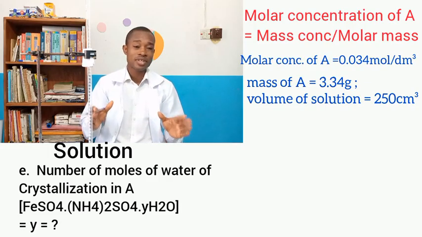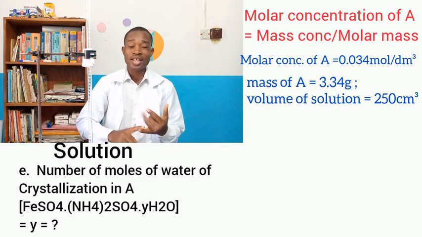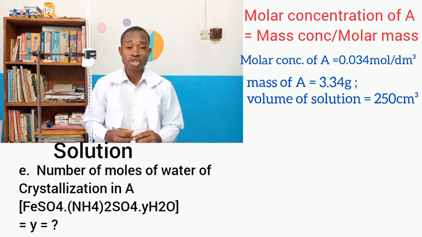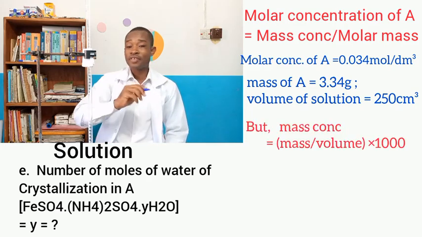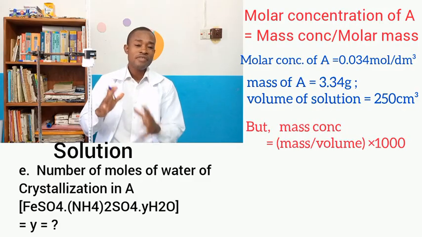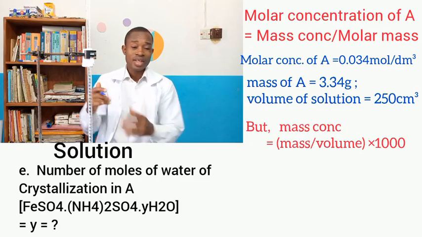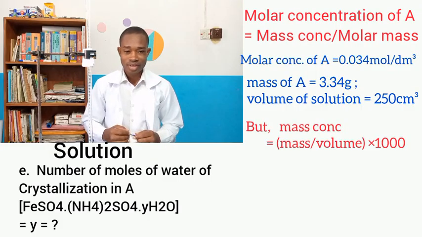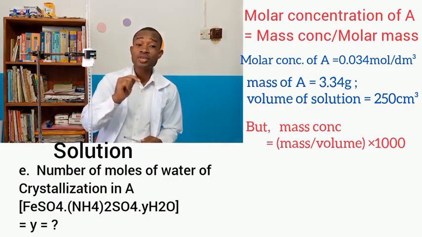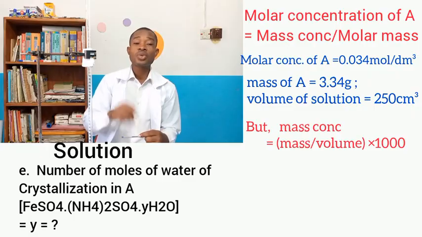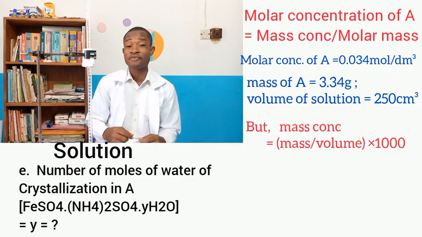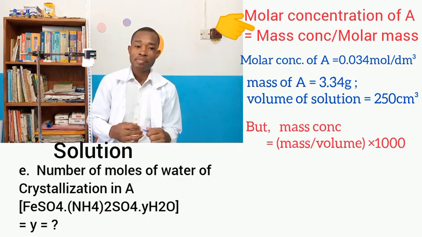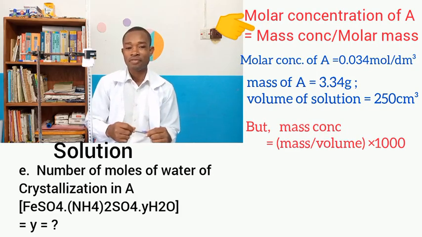Generally, if you know the mass of a substance and the volume in which that mass was dissolved, we can obtain the mass concentration as the mass of the substance divided by the volume of solution. If the volume of solution is given in cm³, then that formula, mass over volume, will be multiplied by 1000. That is what we are going to do here, because we need this mass concentration to substitute in the formula: molar concentration of A equals mass concentration of A divided by molar mass, so that we can calculate the molar mass of A.